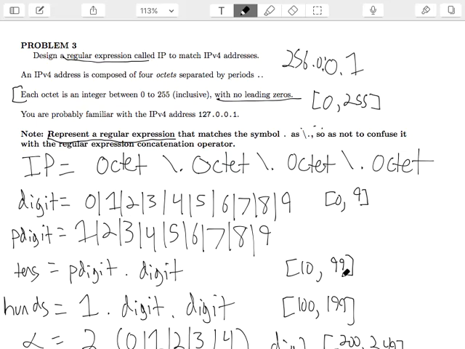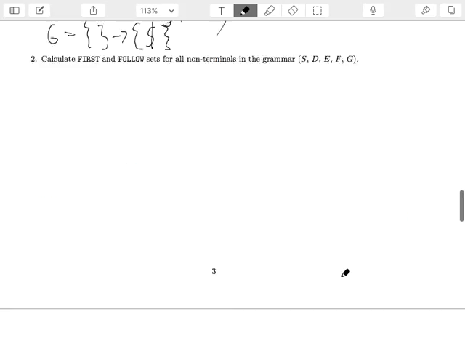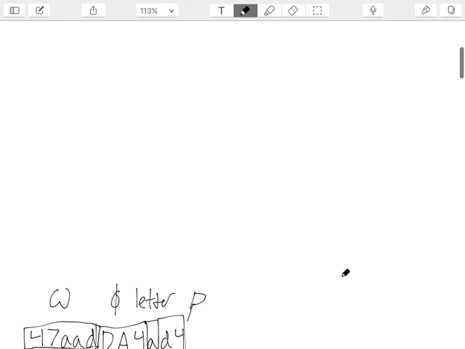I don't understand what you're talking about. We're talking about problem four on the homework. Maybe homework one. Over 100. On what? Homework one.